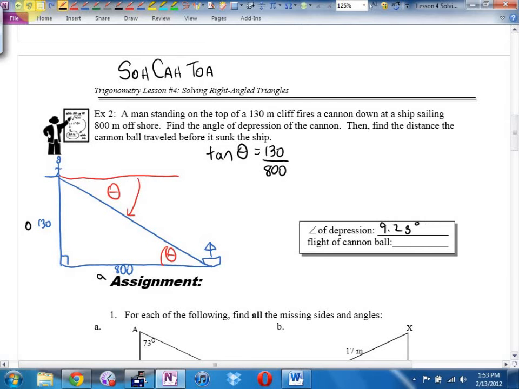Rachel, keep reading after the word then, comma. Then what? Which of these lines do you think would represent the distance that the cannonball traveled? Well, let's be clever. They gave me that. I doubt they're asking me to tell them that. I'm pretty sure the x is going to go right there.